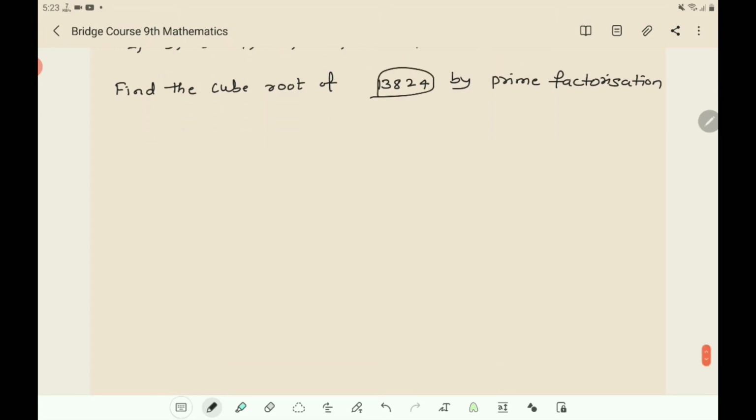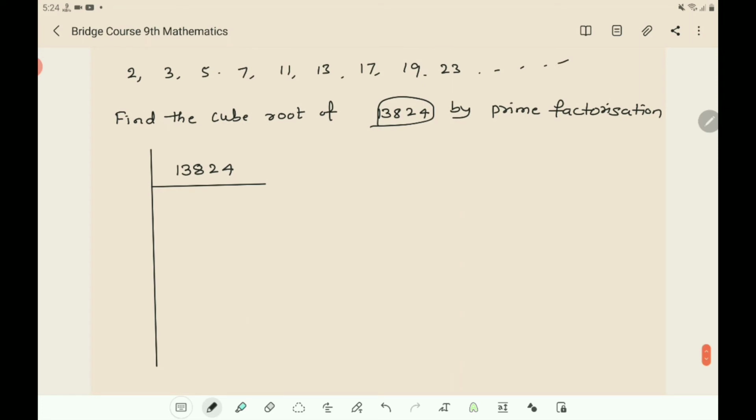Children, now you take that number, 13,824. Here we have to factorize it. You have to find the prime factors of this 13,824. Now, which is the first prime number? First prime number is 2. Try to divide by 2 if it is possible. Verify whether it is divisible by the prime number 2 or not. Here 4 is there in the unit place. So you can conclude that it is divisible by 2.